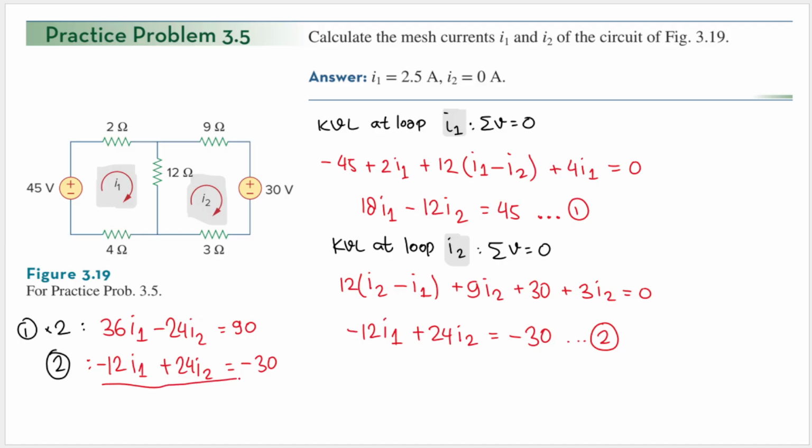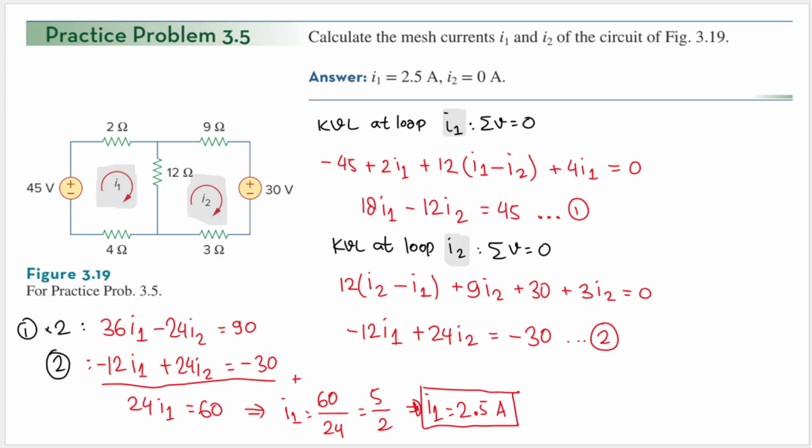We can add them up. So we'll have 24I1 equal to 60. Or we can divide both sides by 24. So I1 is equal to 60 divided by 24. We can divide both numerator and denominator by 12, so we will have 5 over 2. Or we can rewrite this as I1 is equal to 2.5. And the unit is ampere, right? Okay, and this is one of the answers. And I think we are doing good here because this is the same as that one. Okay, so far so good.